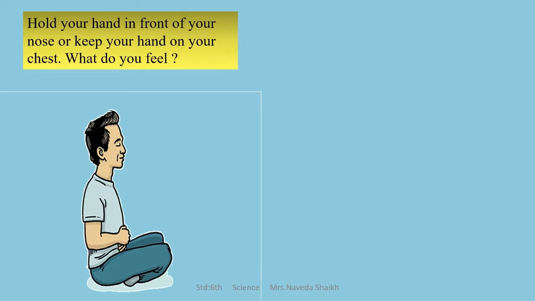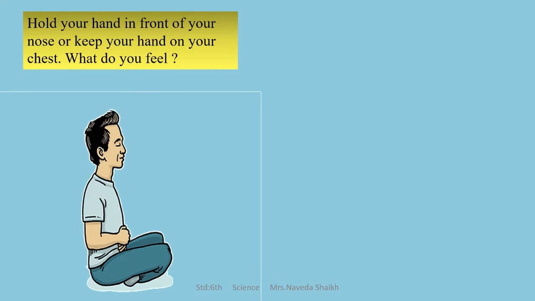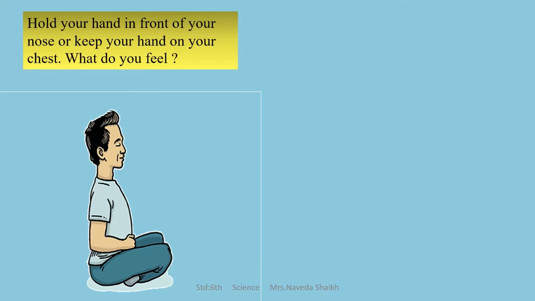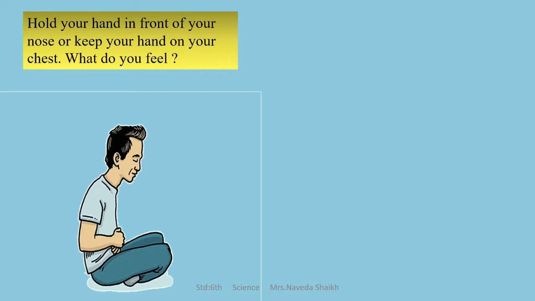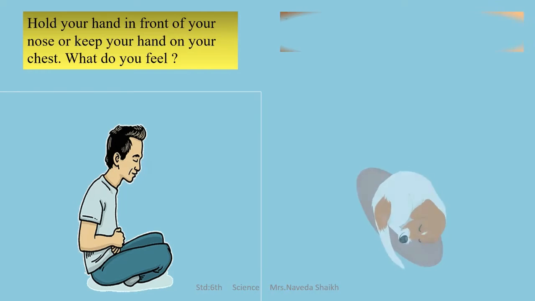Now here in this image you can see that when you keep your hand on the chest, you see the difference in the chest. Okay, you feel that the chest expands and then it contracts. Okay, this expanding and contraction happens because of a certain thing. Okay, today we'll be learning that.